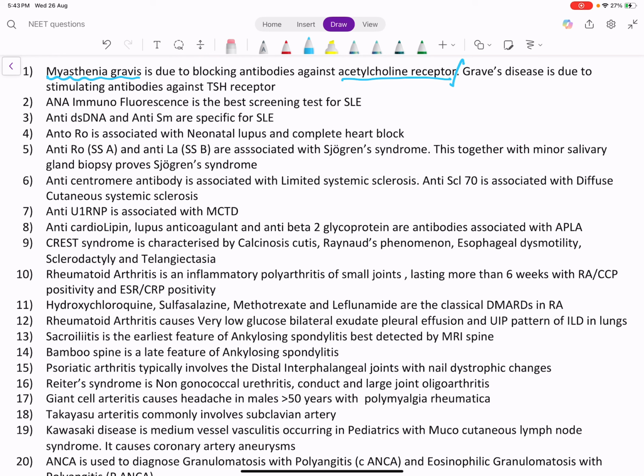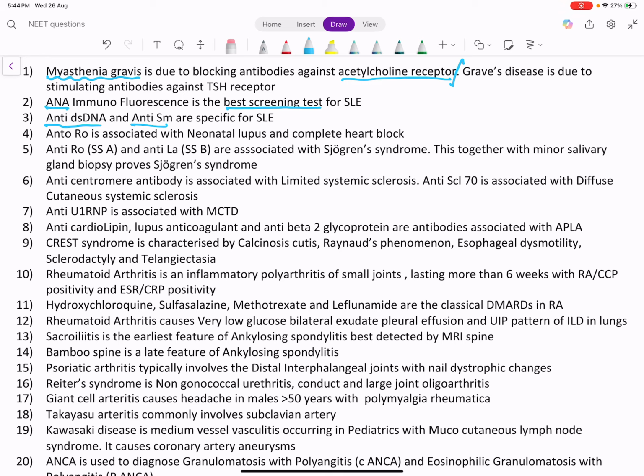The best screening test for SLE. SLE is one of the systemic autoimmune diseases which can affect any organ. We have ANA as the best screening test, ANA immunofluorescence. But what are specific for SLE are anti-dsDNA and anti-Sm. That is anti-double stranded DNA and anti-Smith antibody. We can have many other antibodies also in SLE.